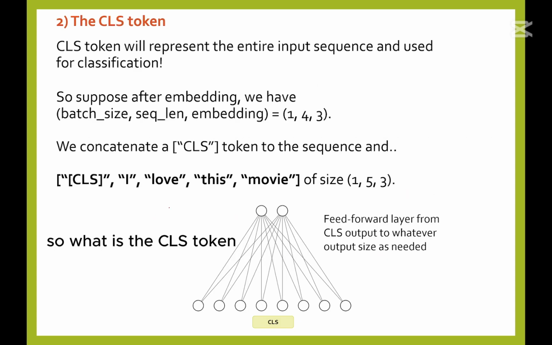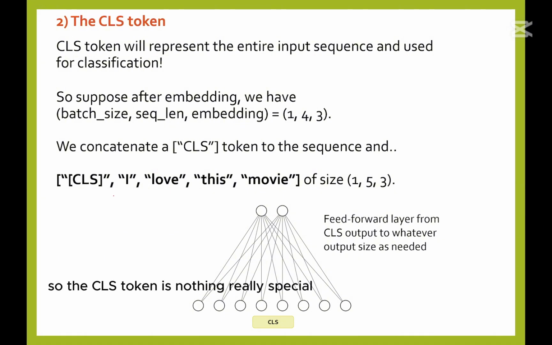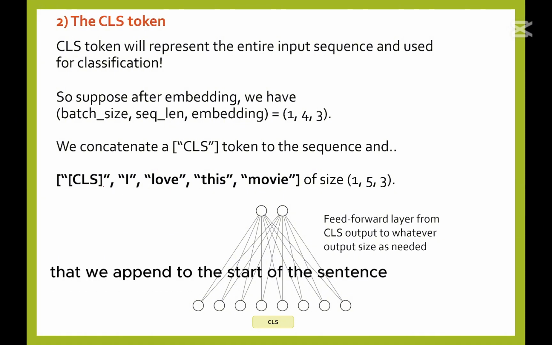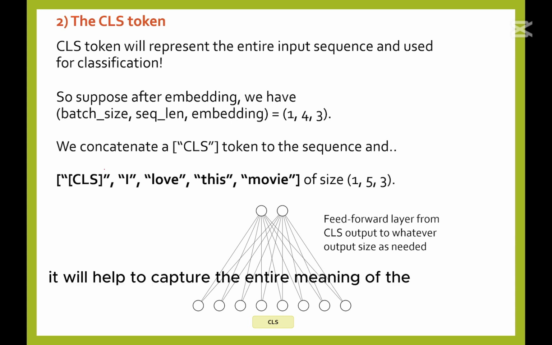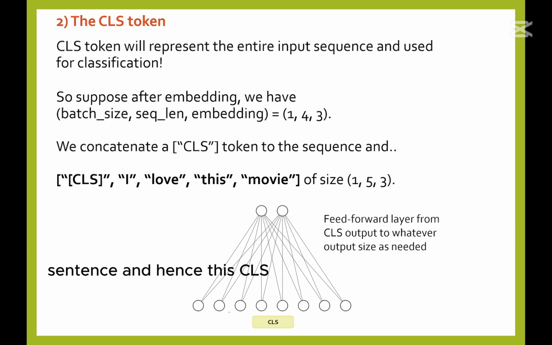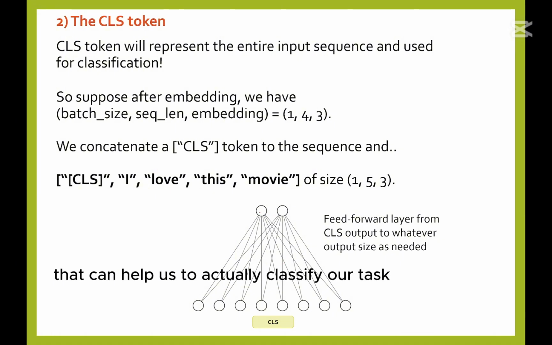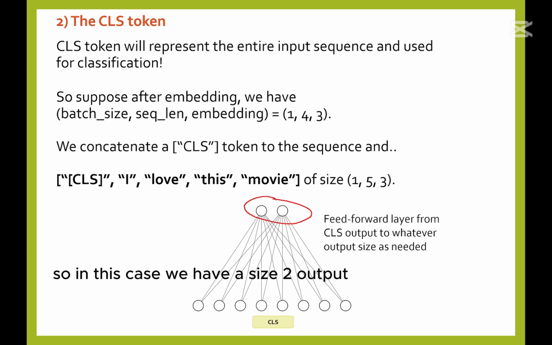So what is the CLS token? The CLS token is nothing really special, except it's a trainable parameter that we append to the start of the sentence, and after going through the self-attention layer and the transformer process, this parameter will help to capture the entire meaning of the sentence. Hence, this CLS token has an output, and its size is just arbitrary for now, which can be passed through, for example, a feed-forward layer that can help us actually classify our task. In this case, we have a size 2 output.